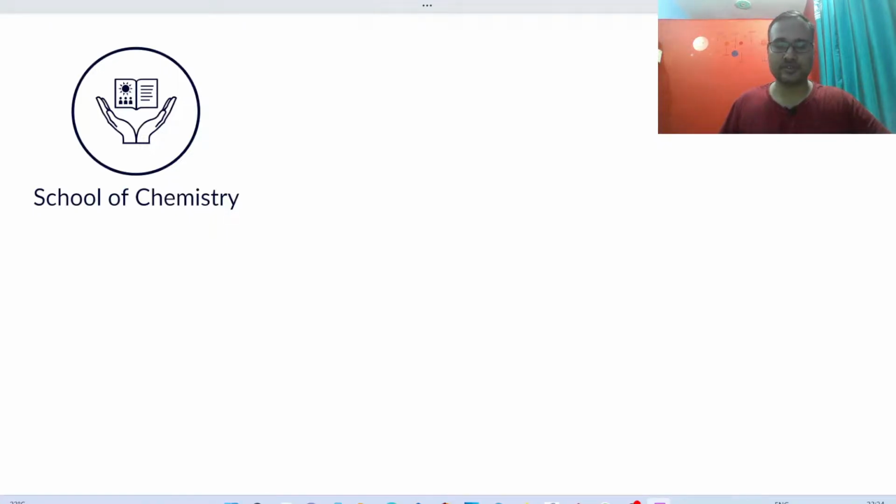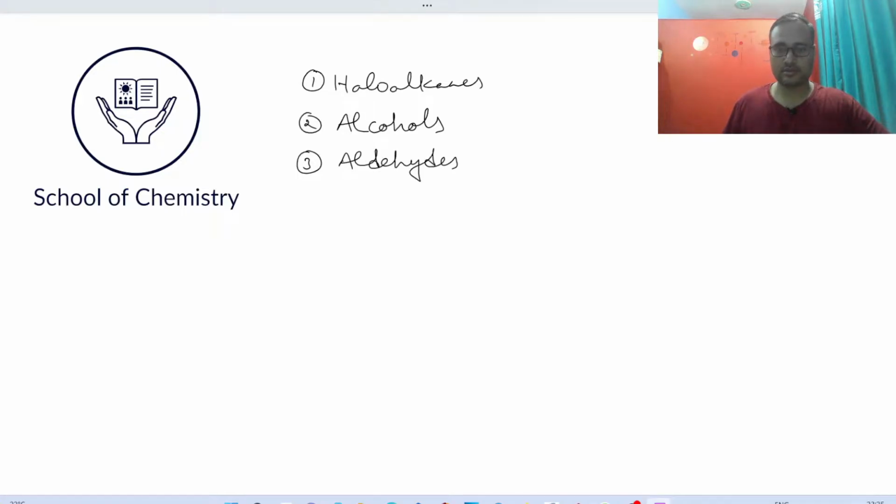So in continuation with my previous video, today we are going to study the IUPAC nomenclature of compounds with different functional groups in them. For class 10th, we have five different types of functional groups. One is the haloalkanes, second is alcohols, third is aldehydes, fourth one is ketones, and the fifth one is carboxylic acid. So these are the five different functional groups in the IUPAC nomenclature of class 10th.